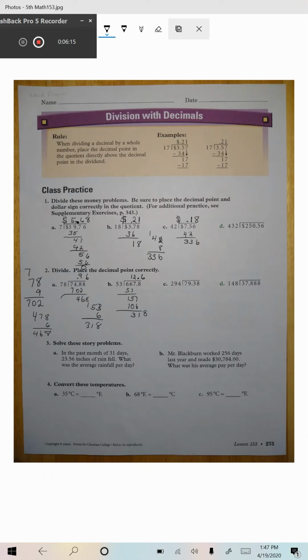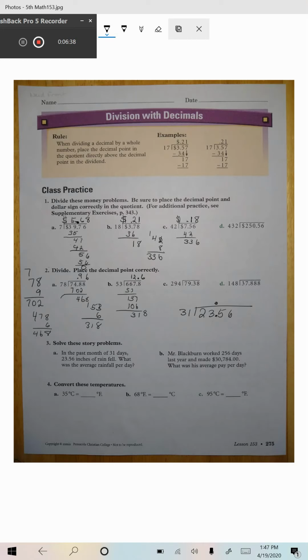In the past month of 31 days, 23.56 inches of rain fell. What was the average rainfall per year? So remember, we divide. So I'll just write it right here. It's 23.56 inches total divided by 31 days. And you'll solve that. Make sure you put your decimal right there.